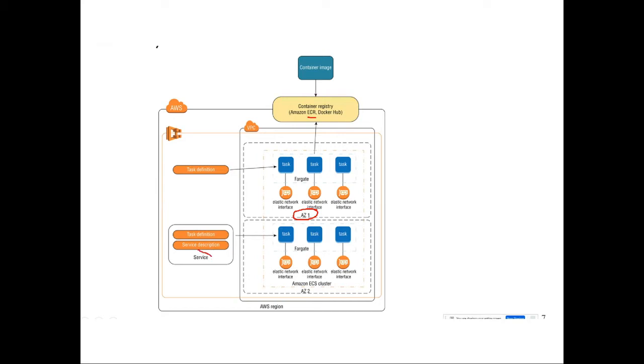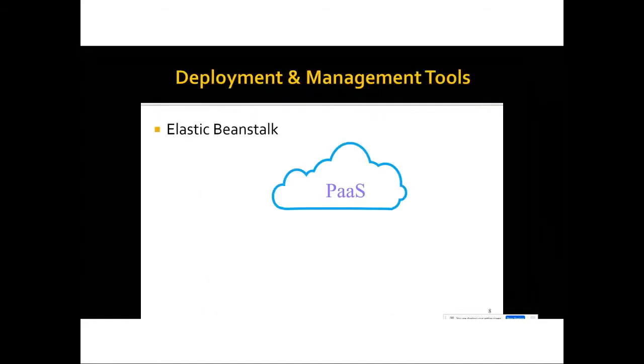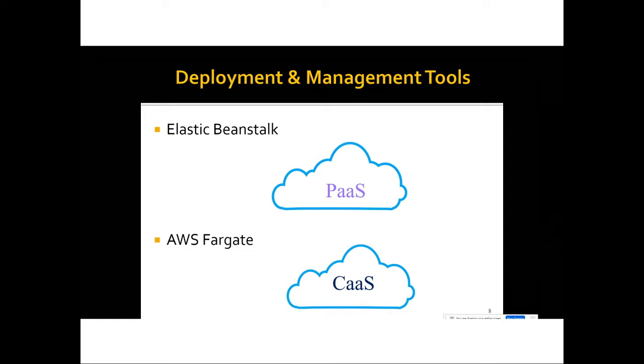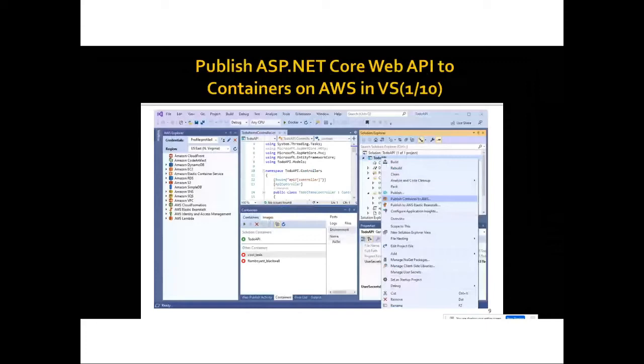And here, each of them is just a sort of service. Okay, I will just show you. In terms of deployment and management tools, we are already very familiar with Elastic Beanstalk, which you used in the lab suite, right? This one belongs to platform as a service. But today we will use AWS Fargate, and it belongs to container as a service. Okay, container as a service.